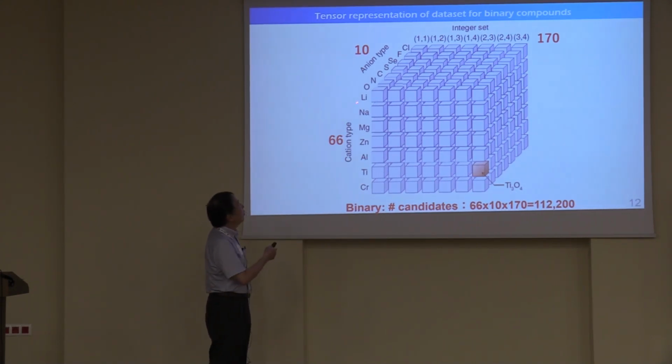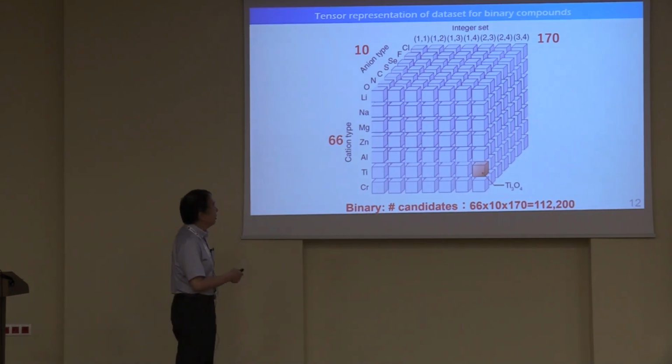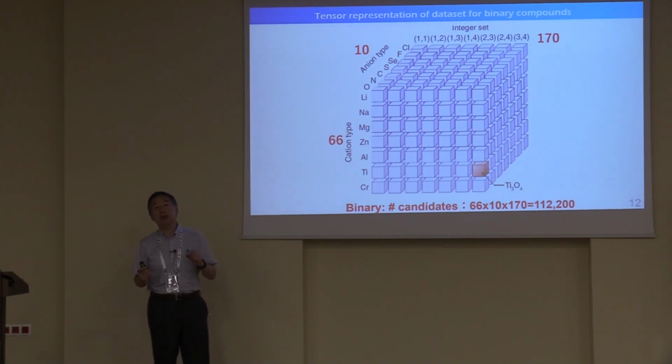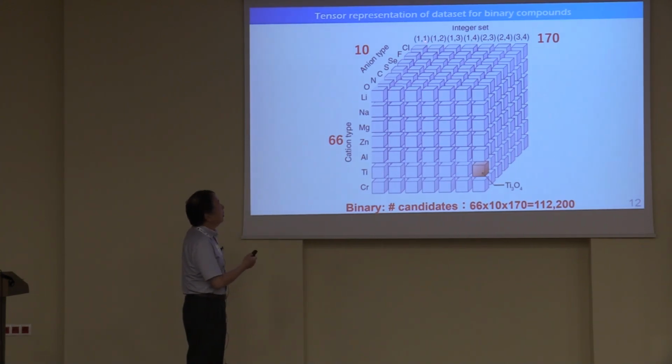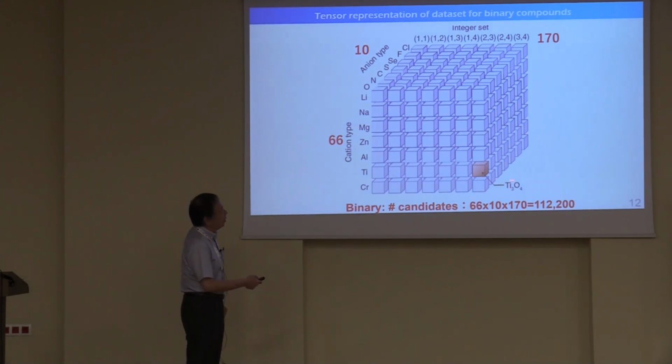And they are all categorical data, so they are not values, but just characters or categories. Also the integer set is not used as a percentage or something, but just as a category. So for example, TiO2 is a material located here, which is composed of Ti as a cation, oxygen as an anion, and 3 to 4 as an integer set.